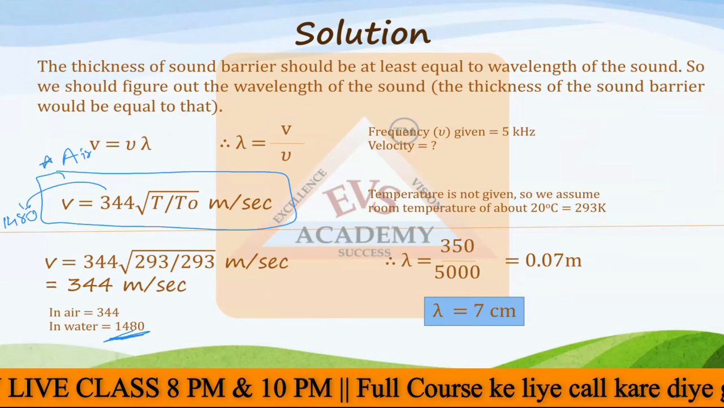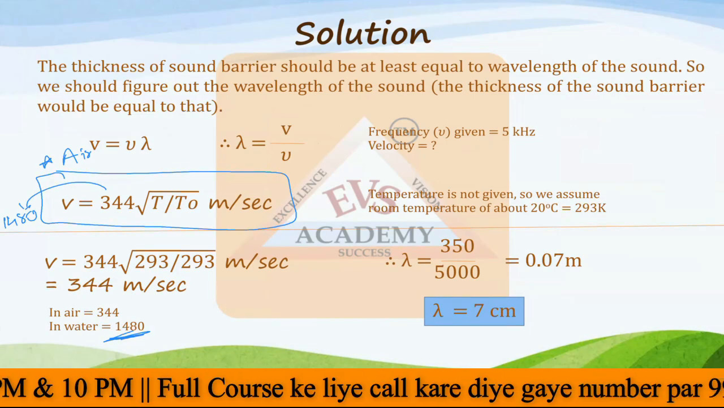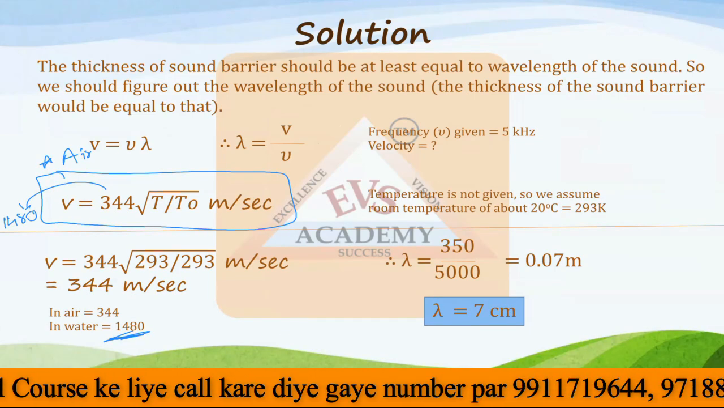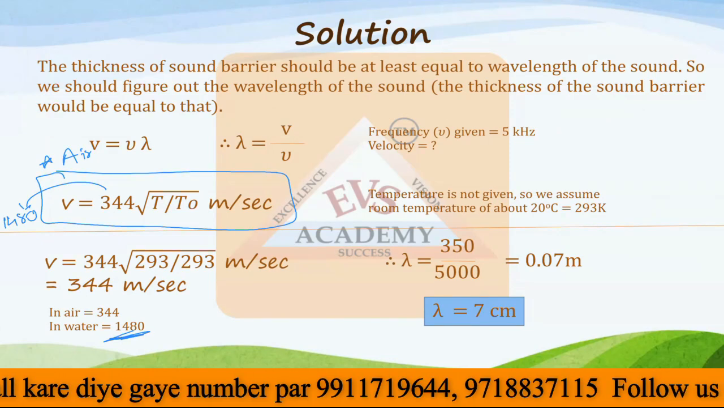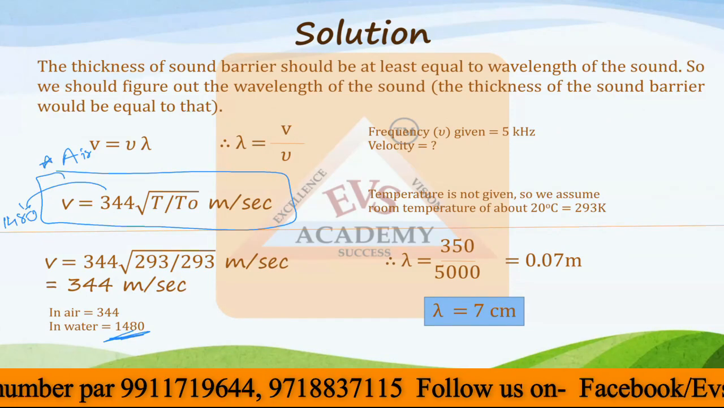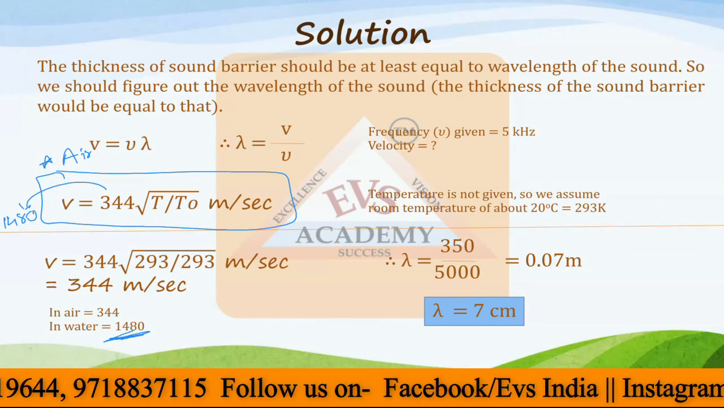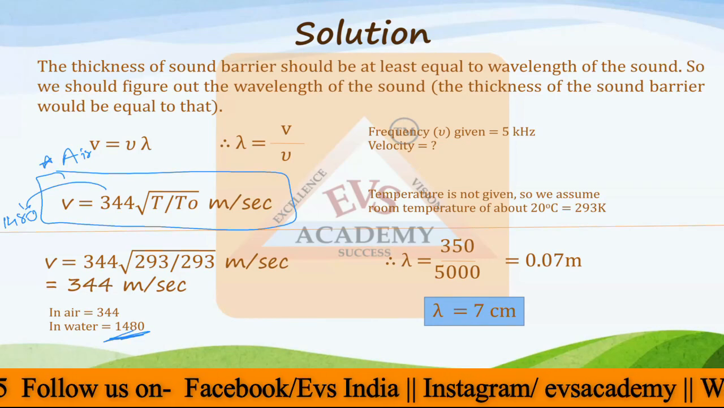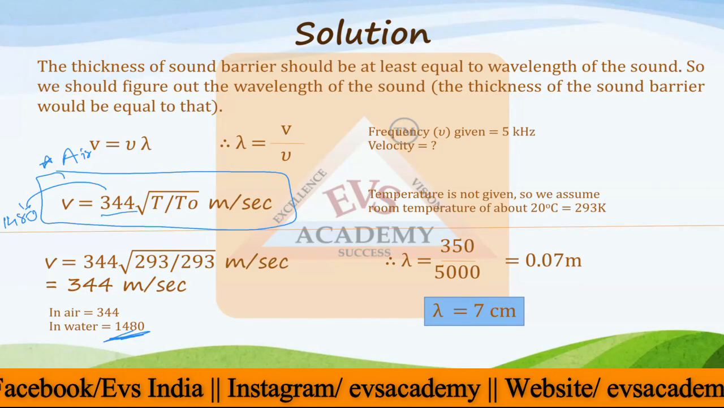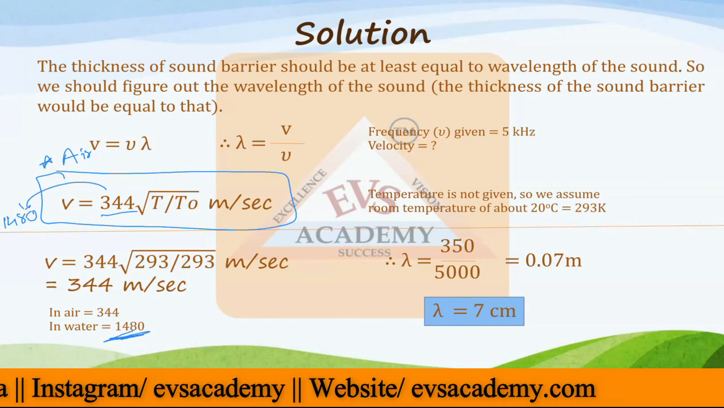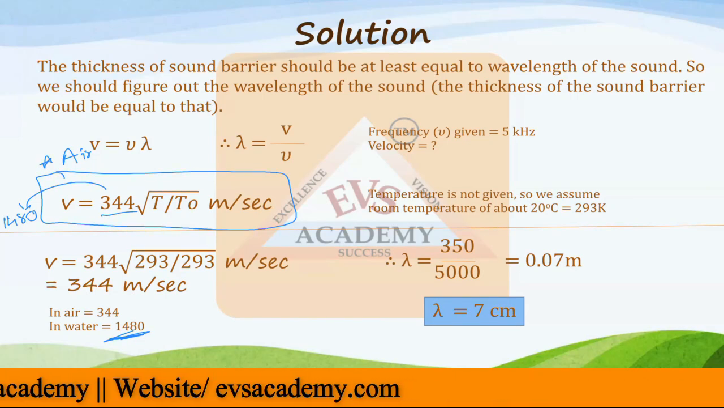Suppose the question says how much of a sound barrier I have to make in water to just stop, attenuate that particular sound which is moving in the water. Then in the formula, in the place of 344, you have to use 1480. So that's all about this particular solution. I hope this is clear to you.